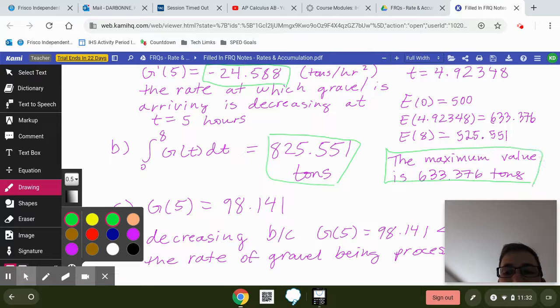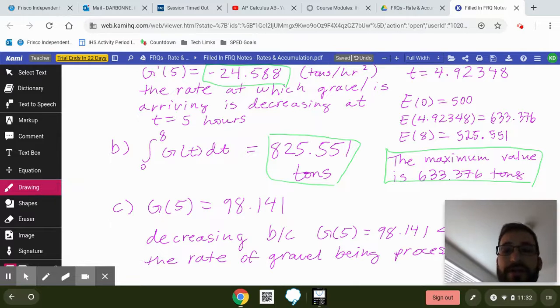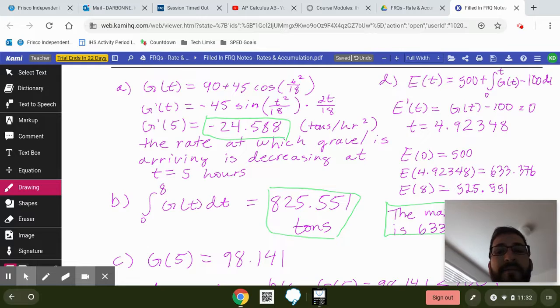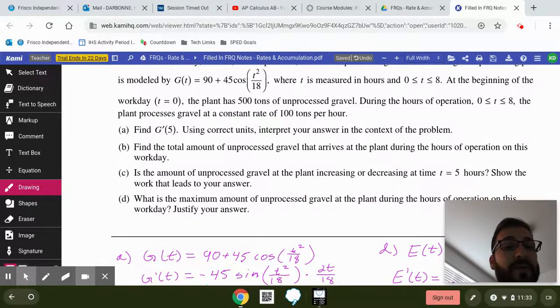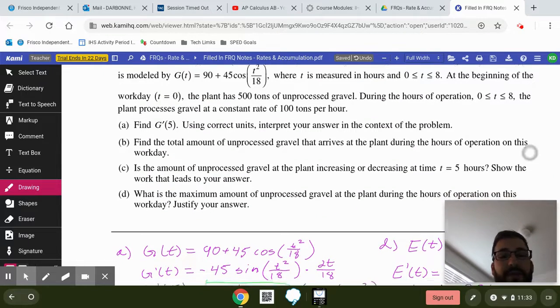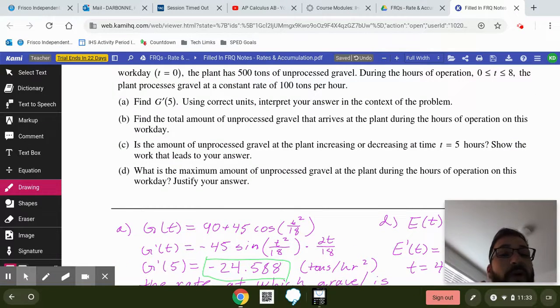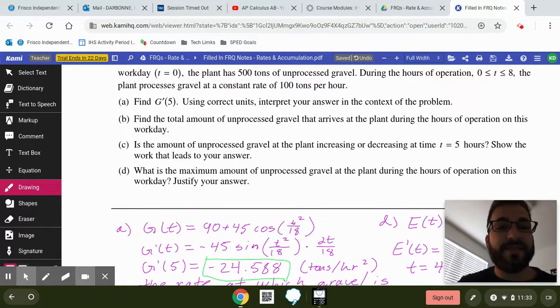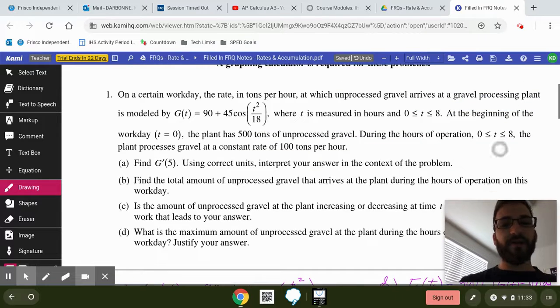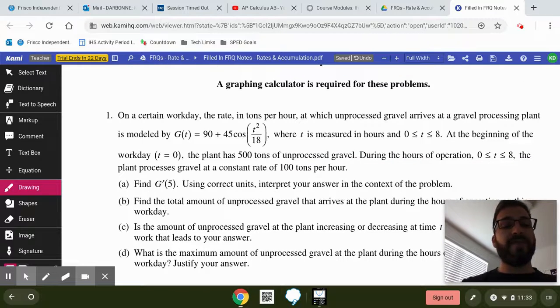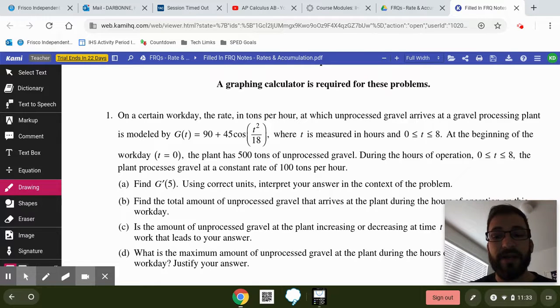So just as a recap of everything we went over. Part A, they asked us to find G prime of 5, so we just derived and then plugged in 5. Nice and straightforward. Part B, they want us to find the total amount of unprocessed gravel that arrives. So we only use the equation for gravel arriving. Because we wanted to find the amount, not a rate, we integrated instead of derived. We wanted to go backwards, and we wanted it for the entire day, so we did the integral from 0 to 8.